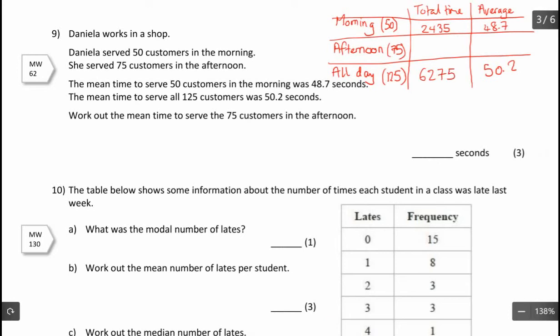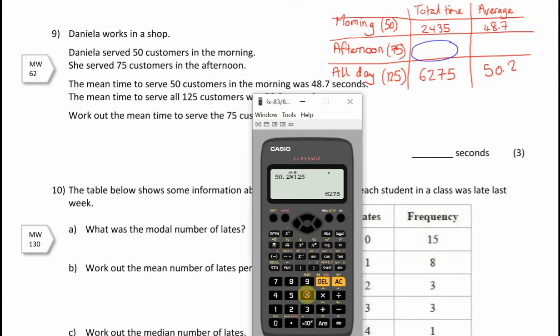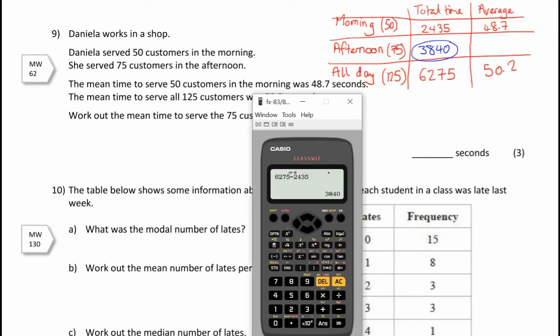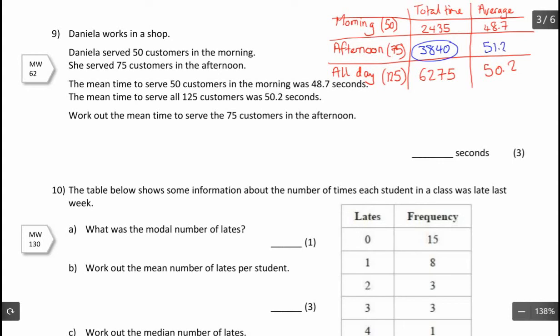Now we can work out the total amount of time taken to serve the afternoon customers, because it has to add up with the morning customers to make the total amount of time altogether. So if we do 6,275, take away the 2,435 from the morning, that means it must have taken 3,840 seconds to serve the afternoon customers in total. And if we divide that by the 75 of them that there are, that gives us a mean time of 51.2 seconds.